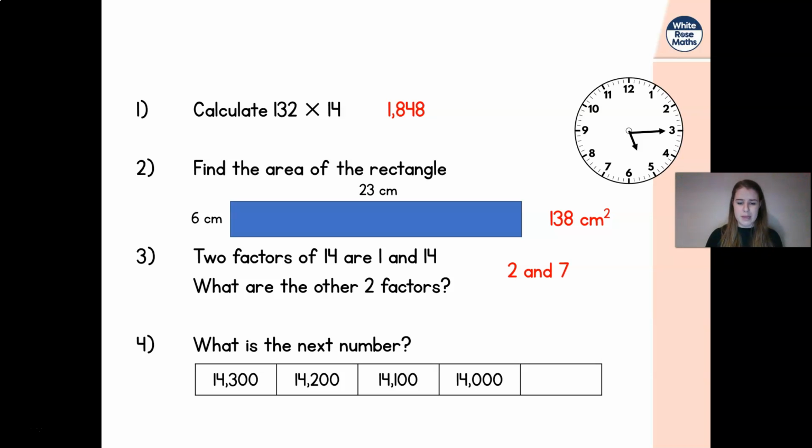What would the next number be? If you pay close attention, our hundreds went down in one lots of 100. So we need 100 less than 14,000, and that's 13,900. So well done if you got those correct.